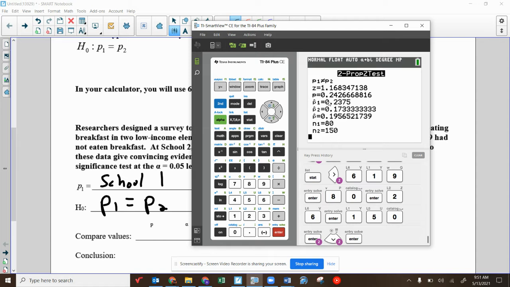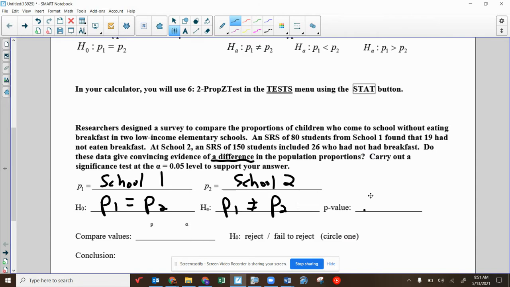Calculate. So again, we're looking for a p-value. So here it is right here on this third line down. So 0.243. All right, so 0.243 is greater than the level of significance, which is 0.05. So that means we fail to reject the null hypothesis.